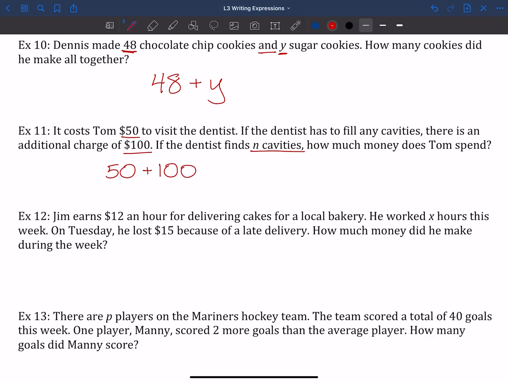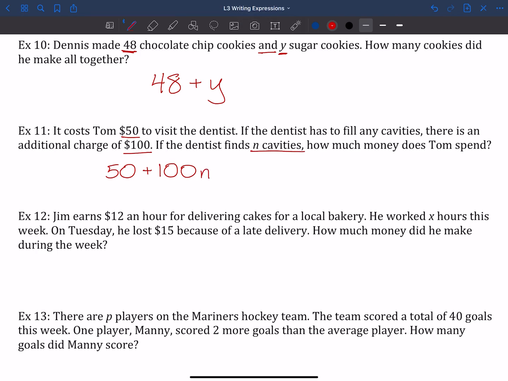And then if you think about it this way, if he had one cavity, there's just a single 100 there. If he had 2 cavities, we'd have 2 100s. If there were 5 cavities, we'd have 5 100s. Another way to talk about that is by multiplying. It's like if we just have it multiplied by n, by the number of cavities. And again, just like we've talked about so far, you don't even need the little multiplying sign there.